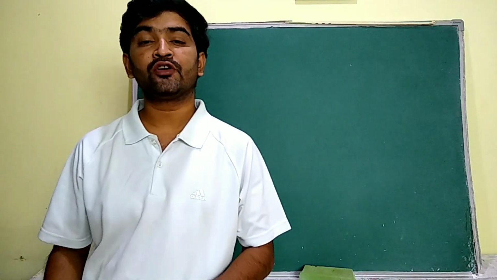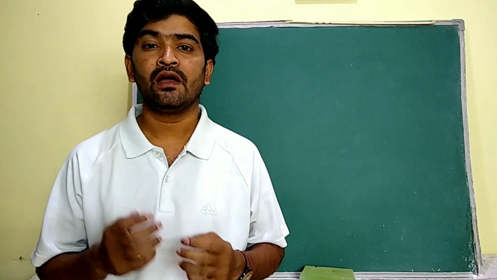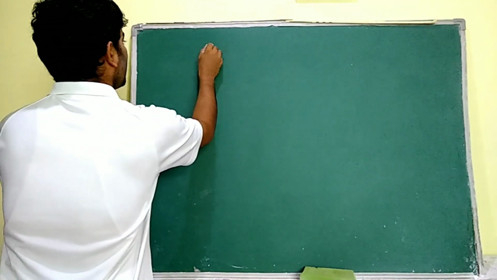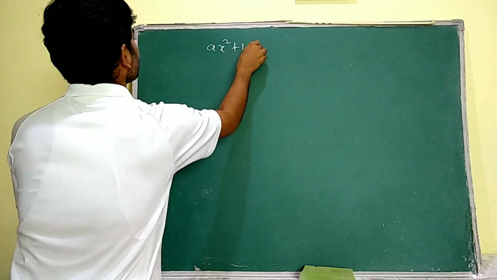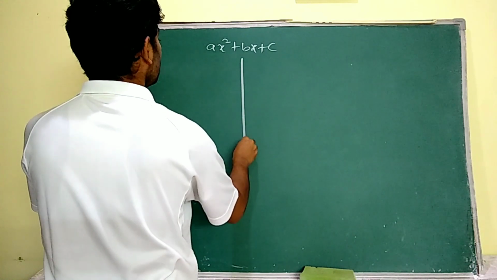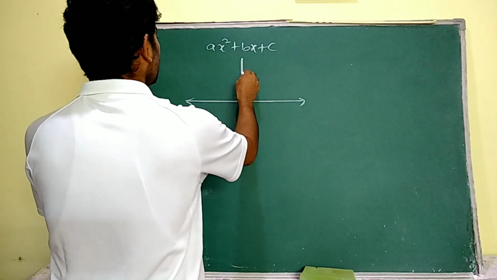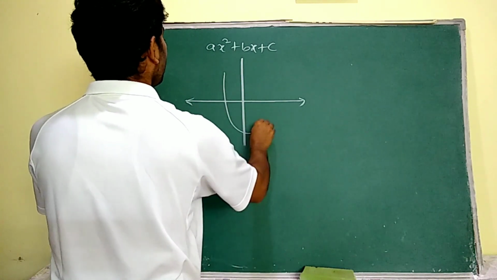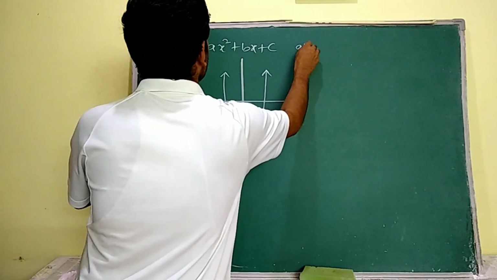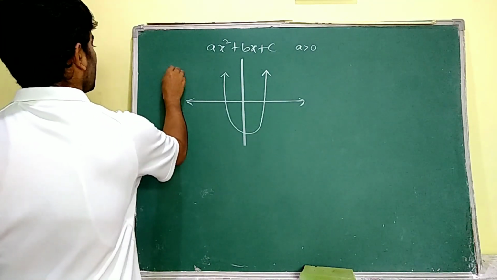Now we are going to discuss the different types of graphical representations of a quadratic equation. Let us consider the quadratic equation ax square plus bx plus c. If a is greater than 0, then the graph may be like this. A is greater than 0 in the sense the graph is upwards. This is case 1.